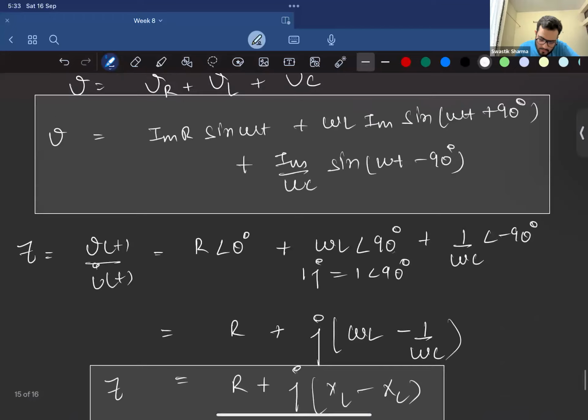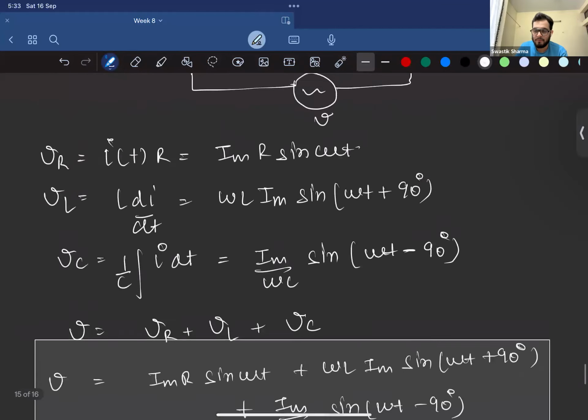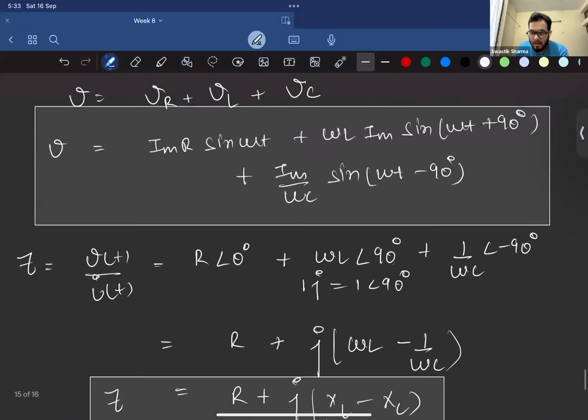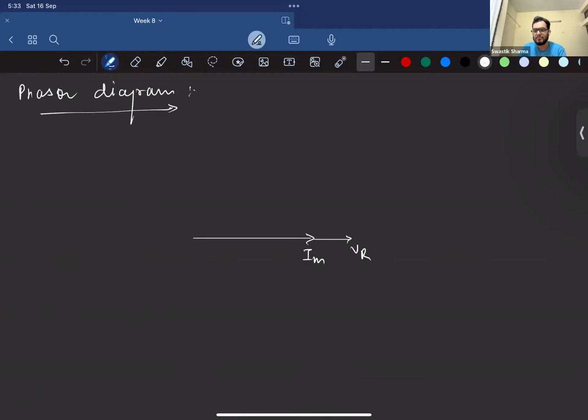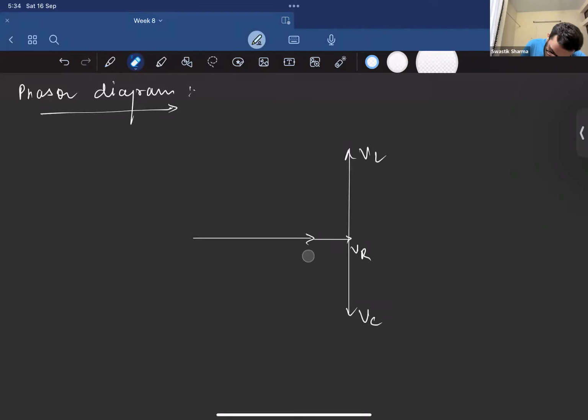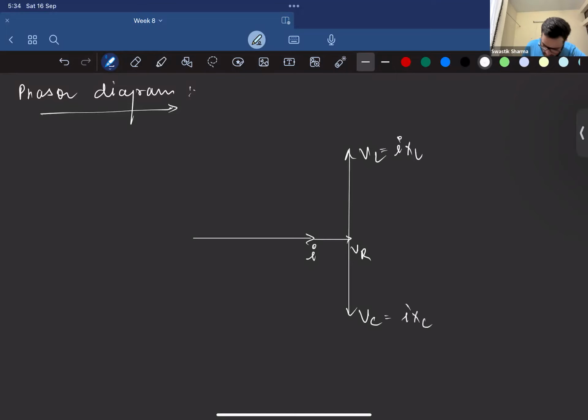Now we know the capacitor voltage would lag the current, which is VC, and the voltage of the inductor can be represented as VL, which is nothing but IXL, and this is IXC, right?